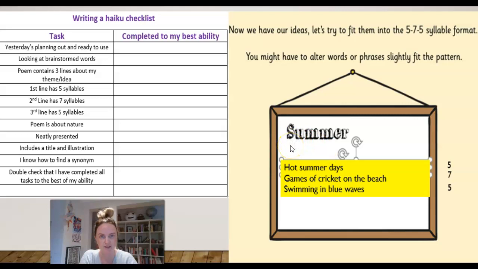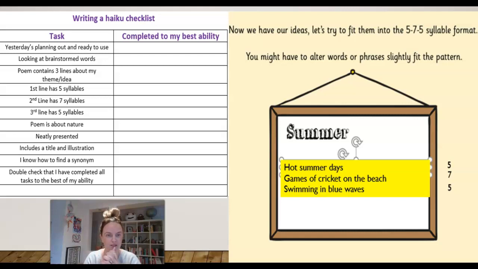So let's check this together now. Hot has how many syllables? 1. Summer, how many syllables? Summer has 2 syllables. And days. Days has 1 syllable. So 1, 2, 3, 4. Oops. How many was I meant to have? How many syllables in this? I was meant to have 5. So I've got a problem here. Oh dear.